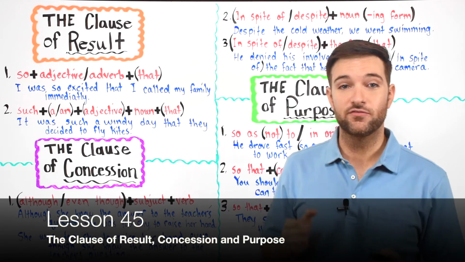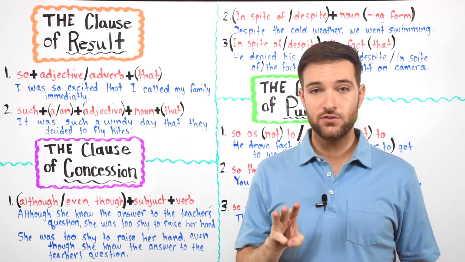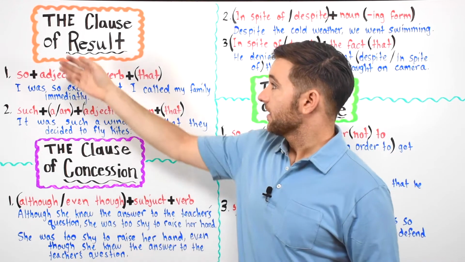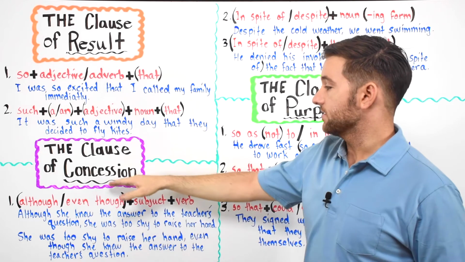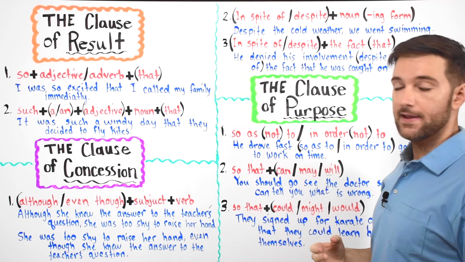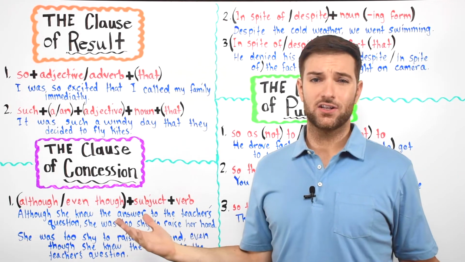This is lesson number 45, and in this lesson we are going to talk about 3 new clauses in the English language that are called number 1, the clause of result, number 2, the clause of concession, and number 3, the clause of purpose.